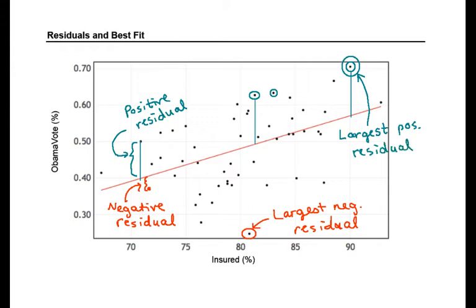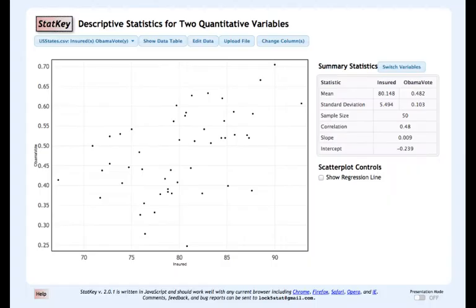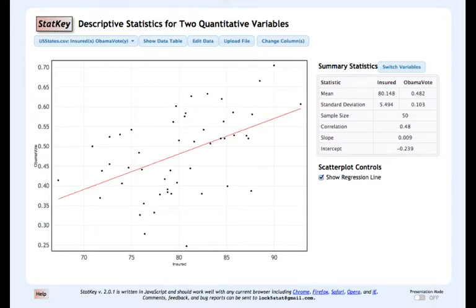So to do this, we're going to want a better estimate of these values than we can get from just looking at this picture. We're going to open this up in StatKey. Since we've already opened up this exact graph, all I need to do is show the regression line and hover over the point to get the x and y coordinates. So this one is at 90, 0.7, and this one down here is at 80.8, 0.25. I'm going to go ahead and write those two values down.